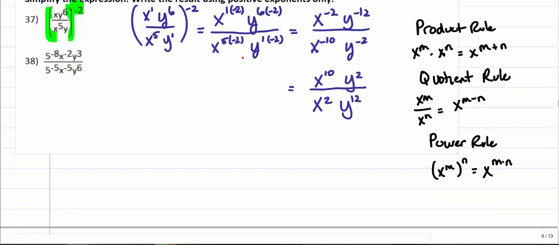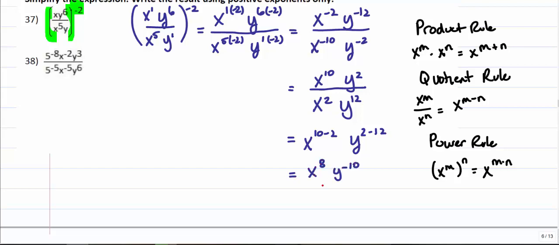So now I don't need the product rule, but I can use the quotient rule. So here I'm going to subtract my exponents. And when I do this, I get x to the 8, y to the negative 10. Well, I don't want y to the negative 10. I want y to the positive 10. So I'm going to rewrite this by moving that y to the negative 10 to the denominator, and now I've got it as a positive exponent, which is what I wanted.